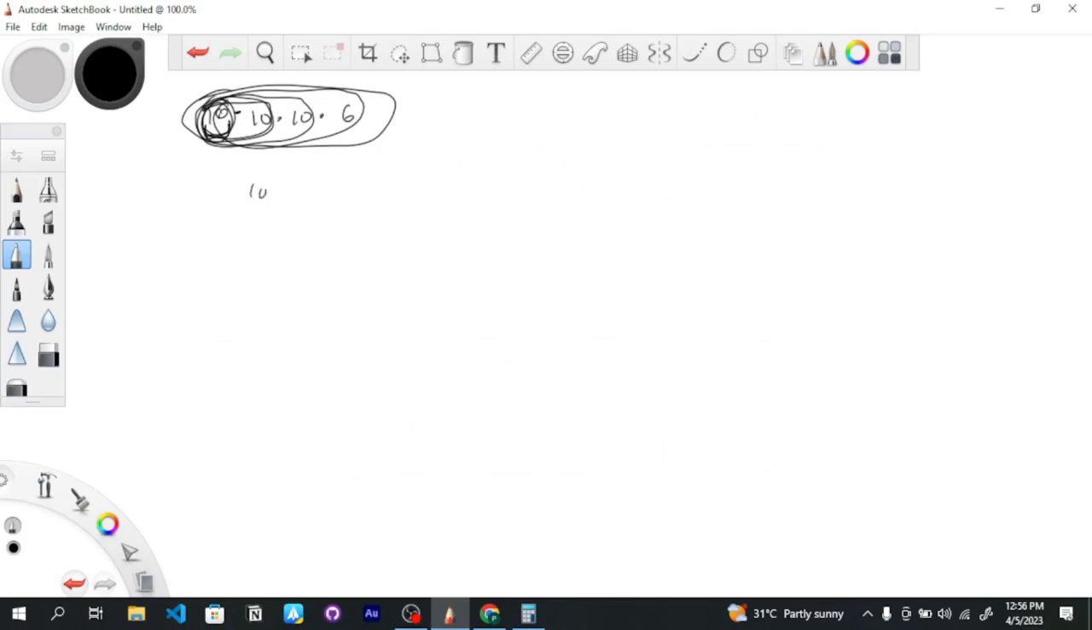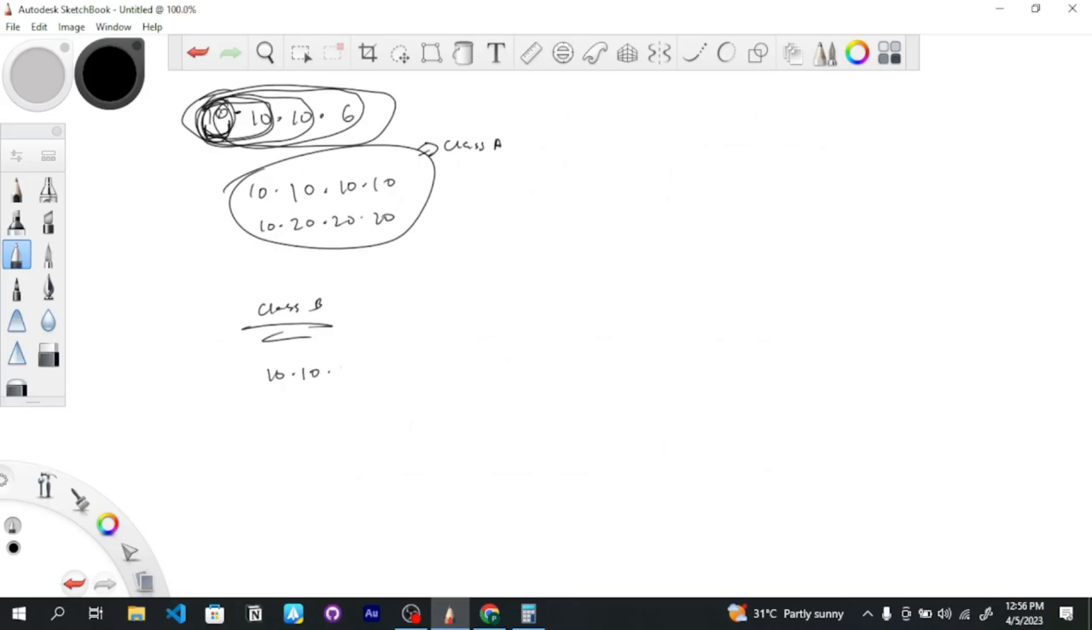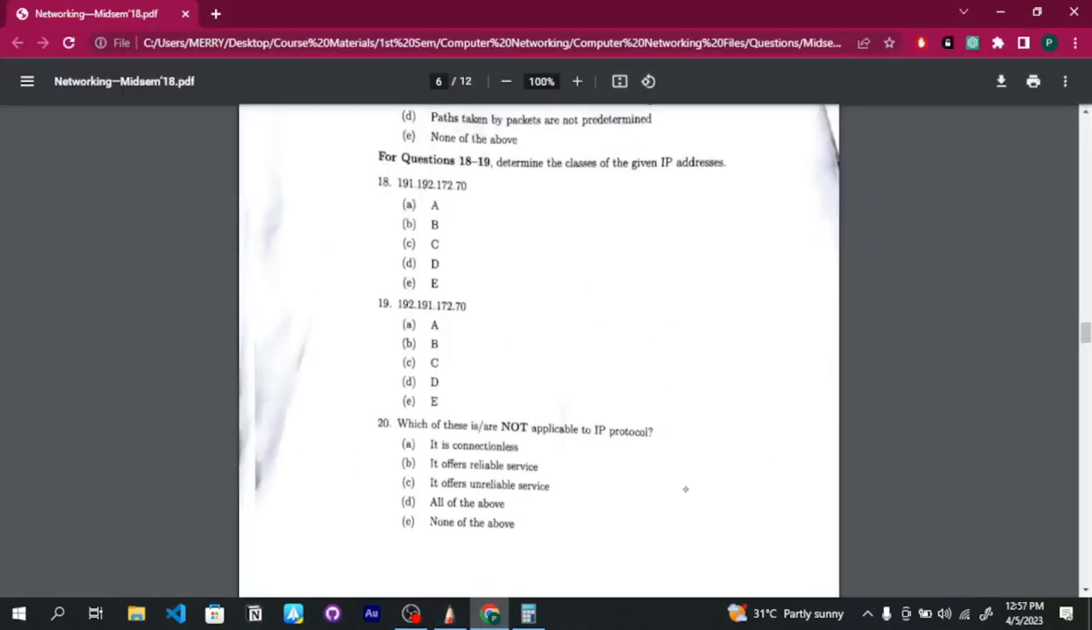So for class A, 10.10.10.10 and 10.20.20.20 are in the same network. For class B, these are just examples, the first two octets need to be the same. So you can get a question like, which of the following are in the same class B network? And you can get multiple examples.